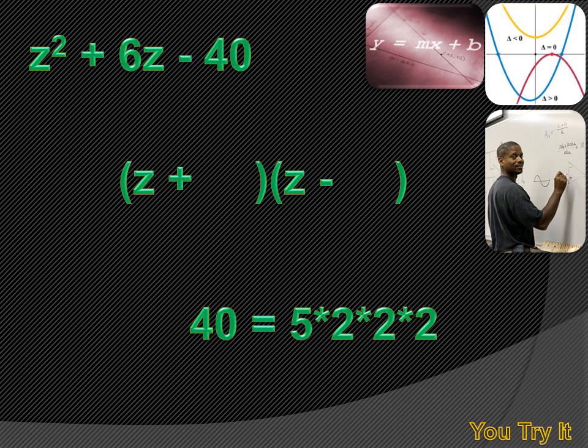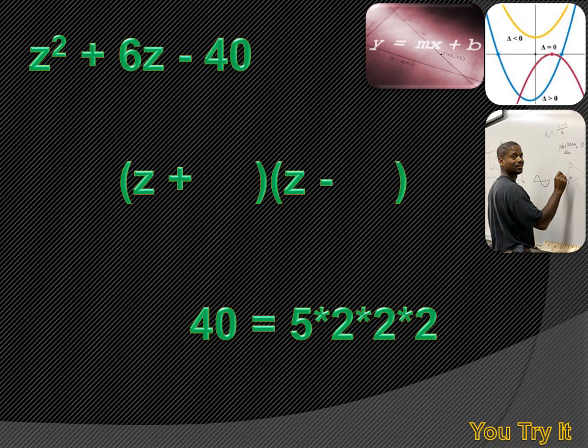And now I can think of combinations of those factors and see if any of them come up with a difference of 6. Well, 5 times 2 is 10, and 2 times 2 is 4, and the difference between 10 and 4 is positive 6. So I know my factors are 10 and 4.